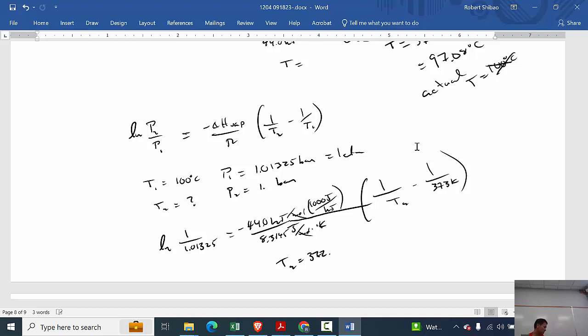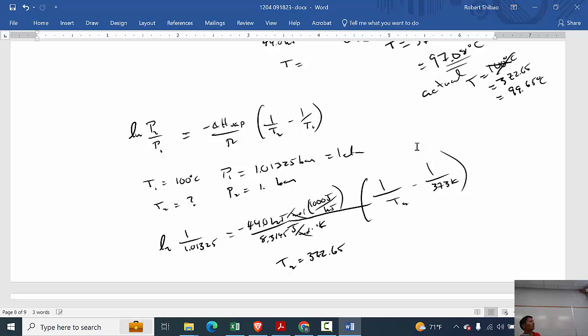I guess it didn't really change much, huh? 0.6. It should be 373, but a bar is a little bit smaller. So if a bar is a little bit smaller, it's going to boil at a little bit lower temperature, but not that much lower. So the actual is 372.65 minus 273, which is 99.65. So the boiling point of water at 1 bar is 99.65 degrees C.